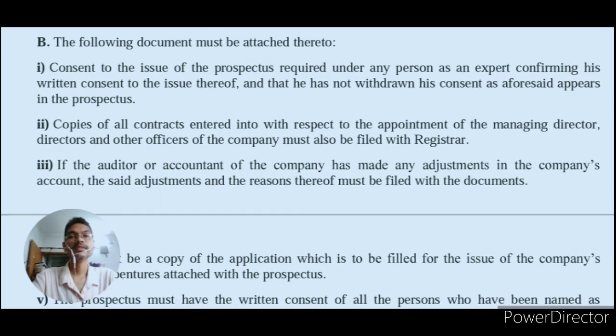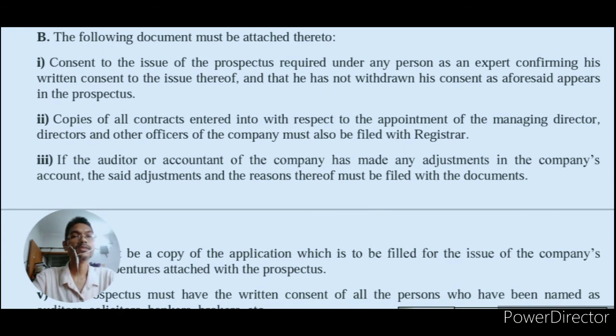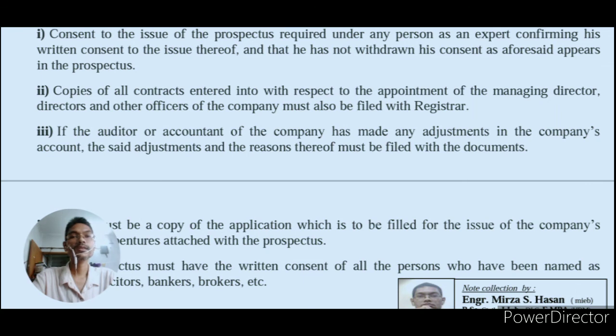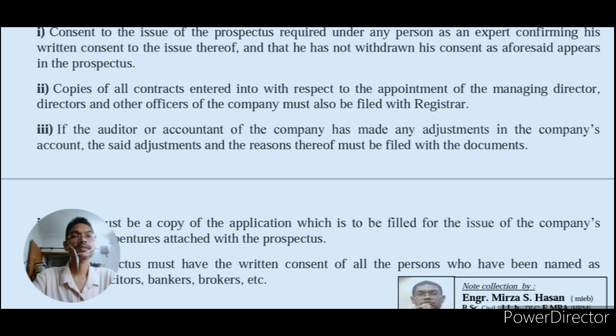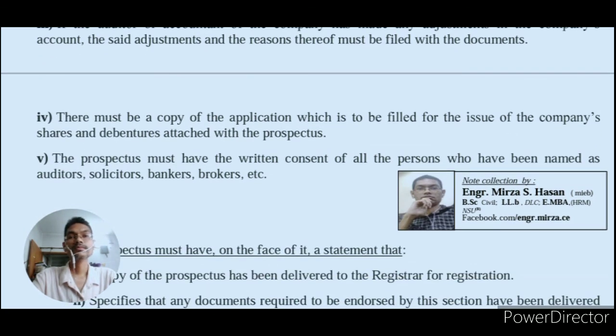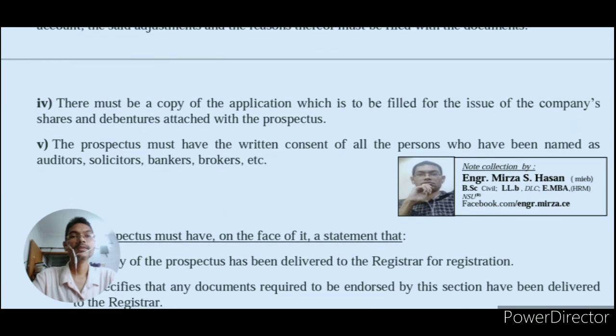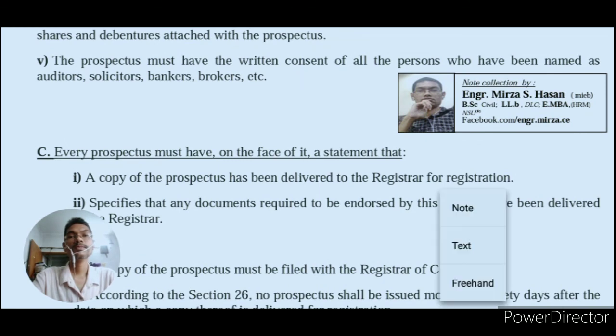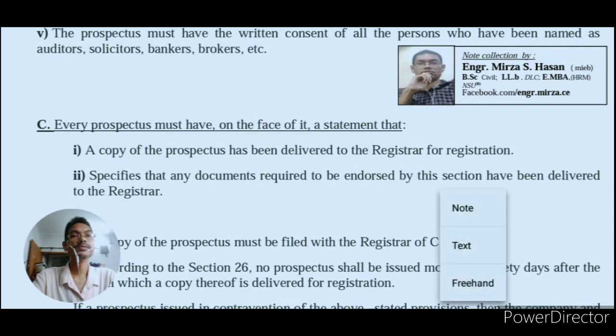2. Copies of all contracts with respect to the appointment of the managing director, directors and other officers of the company must also be filed with the Registrar. 3. If the auditor or accountant of the company has made any adjustment in the company's accounts, the adjustment and the reason therefor must be filed with the documents. 4. There must be a copy of the application form for the issue of the company's shares and debentures attached with the prospectus. 5. The prospectus must have the written consent of all persons who have been named as auditors, solicitors, bankers, and brokers, etc.